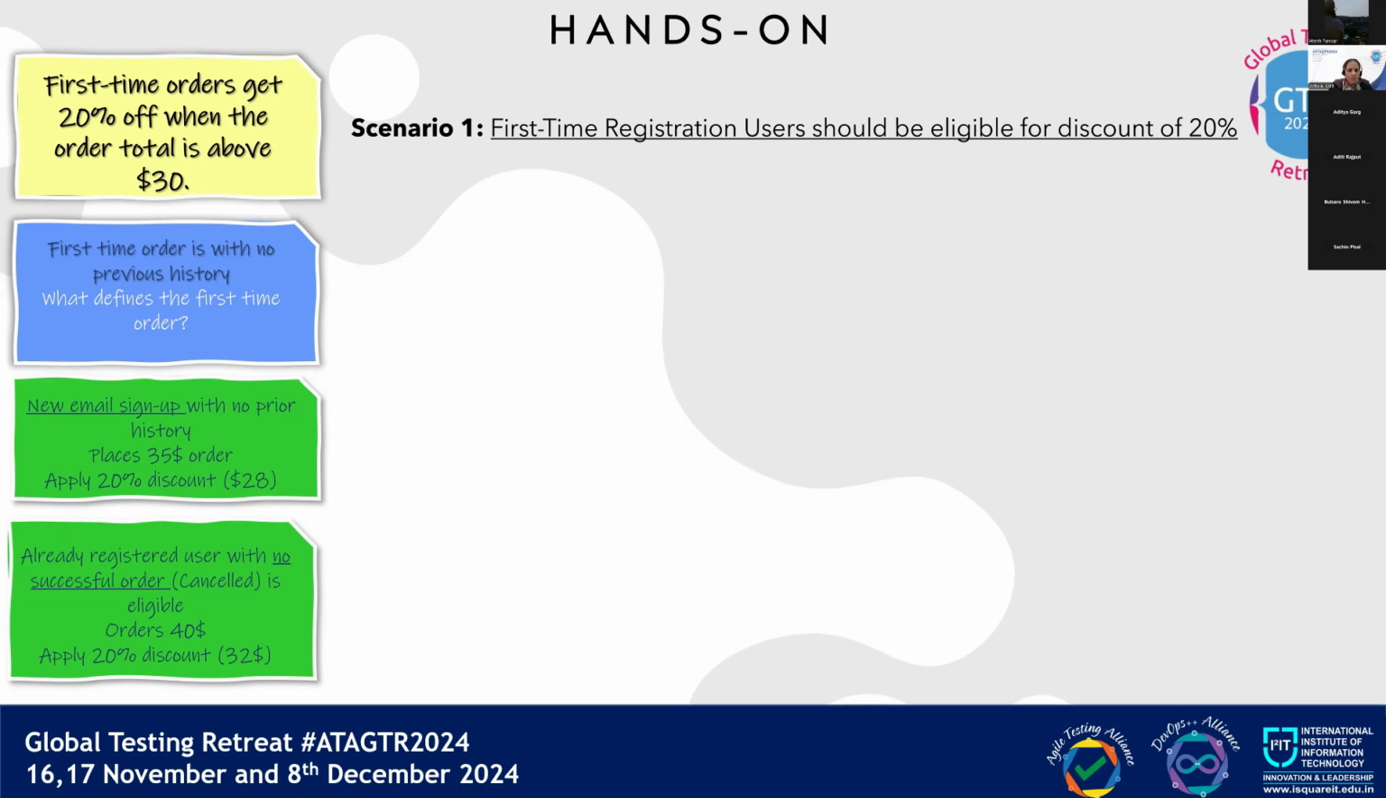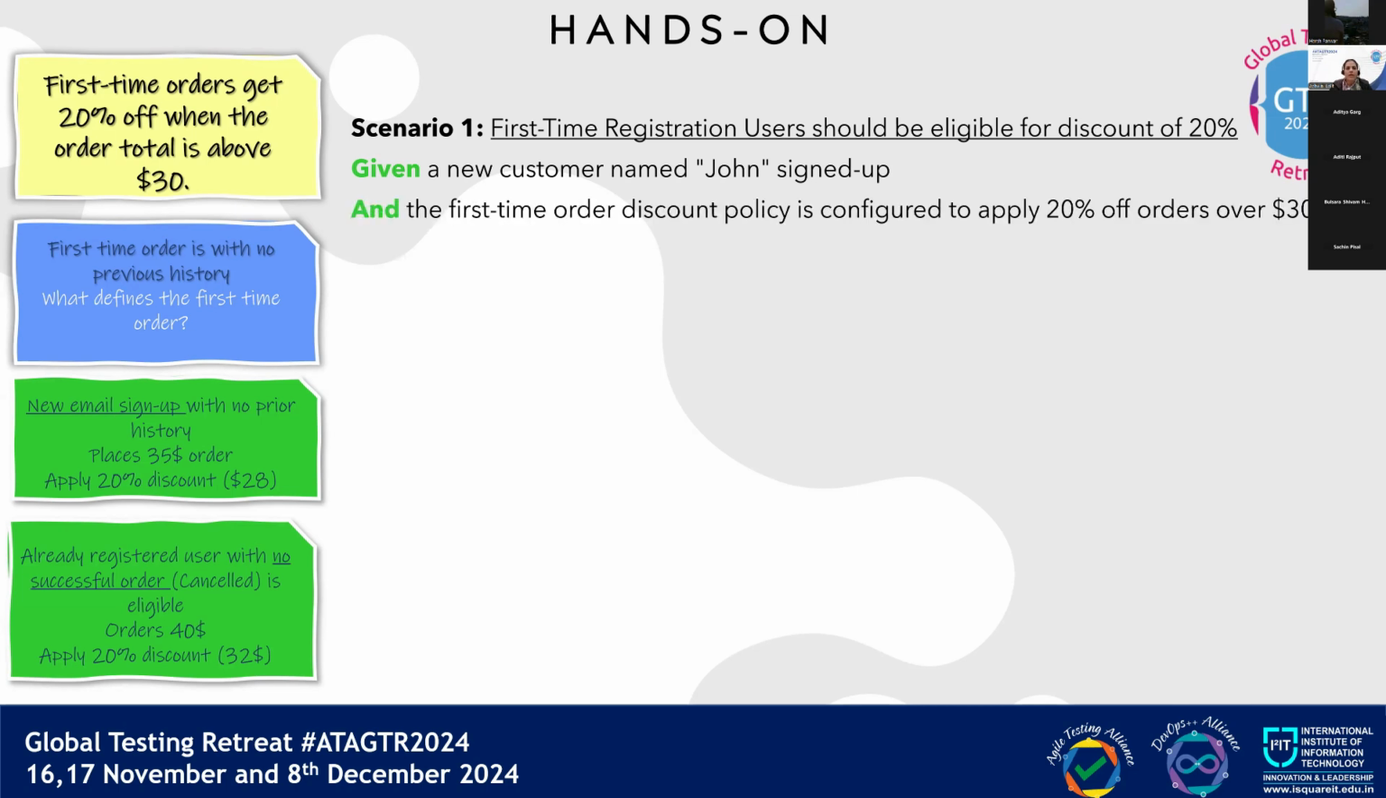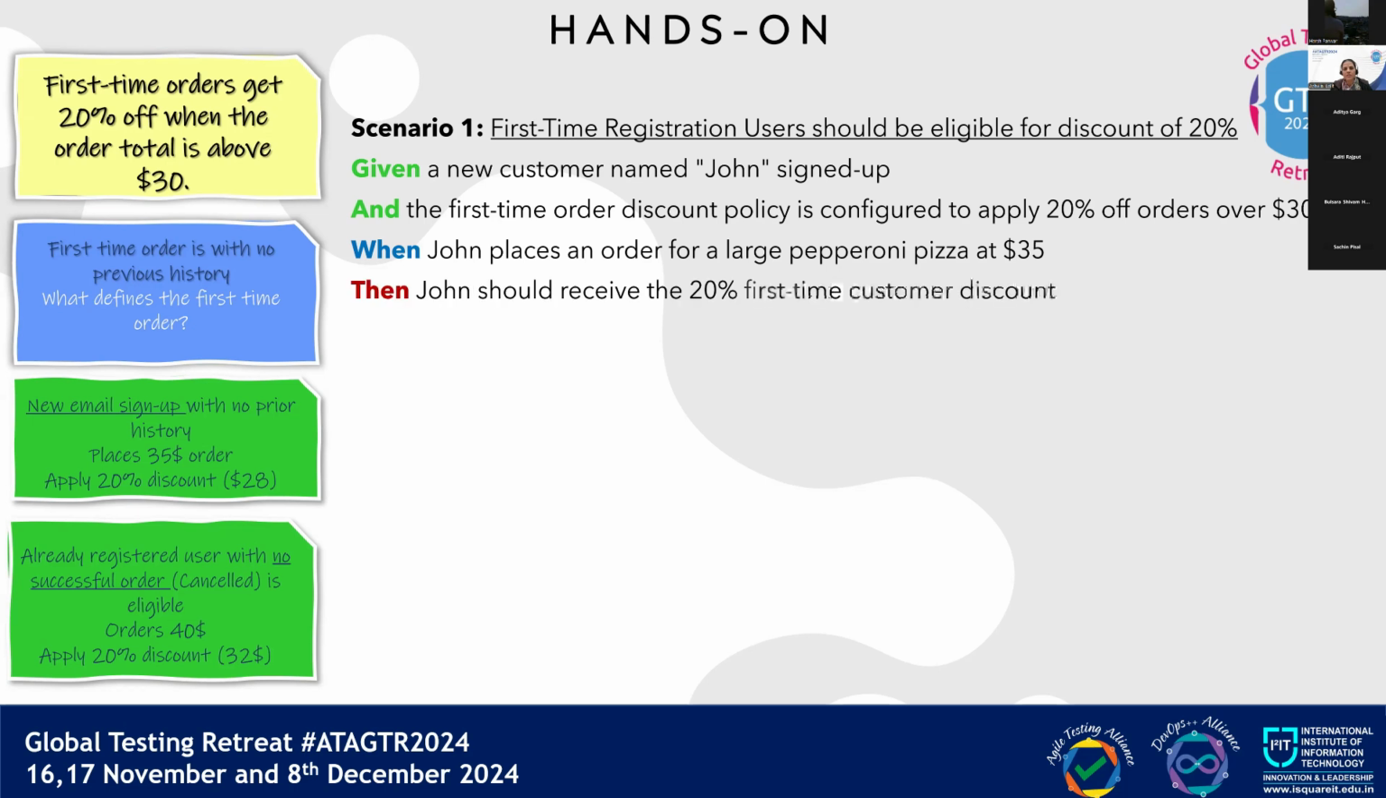So I'll go over the first one. Given a new customer named John signed up, and the first time policy is configured to apply 20% off over $30. When John places an order for a large pepperoni pizza at $35, then John should receive the 20% first time discount.